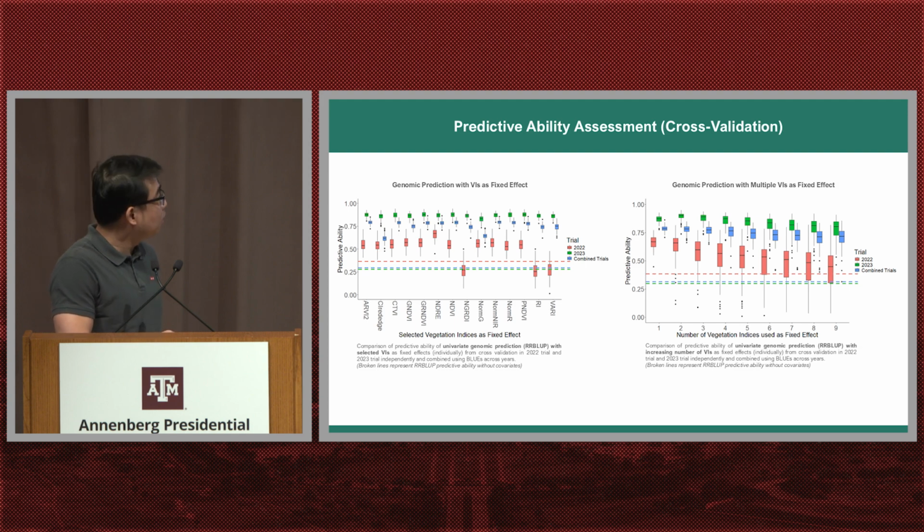Now, this is interesting. Apparently, if you started increasing the number of VIs going into the model as fixed effect, it's really going down. Regardless of the training set or where you do your predictability assessment, it's always going down.